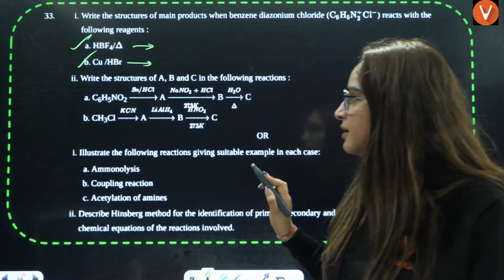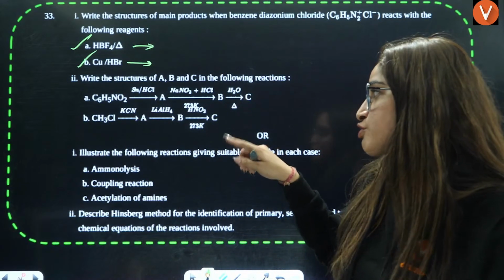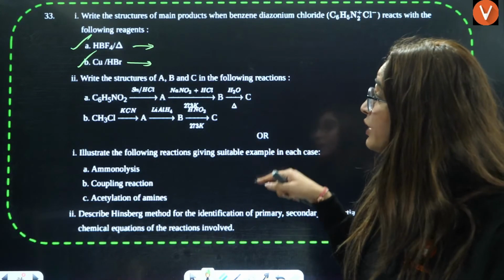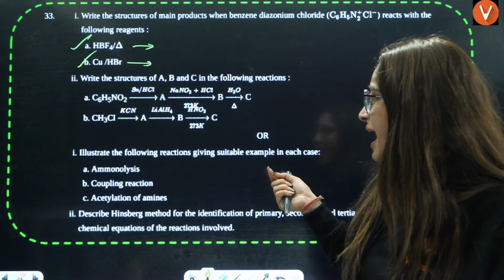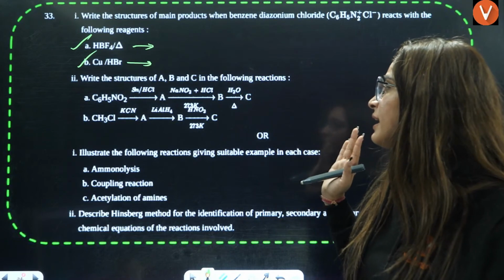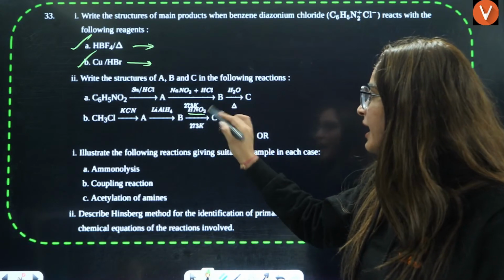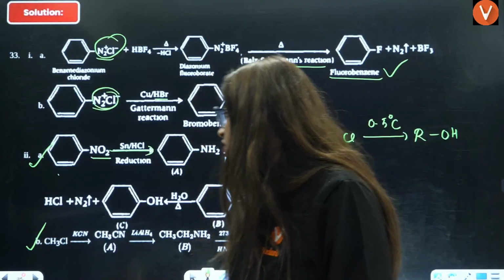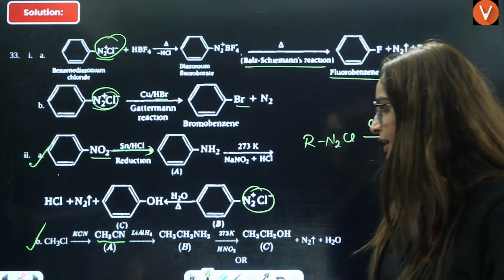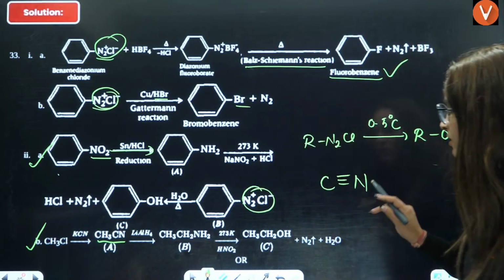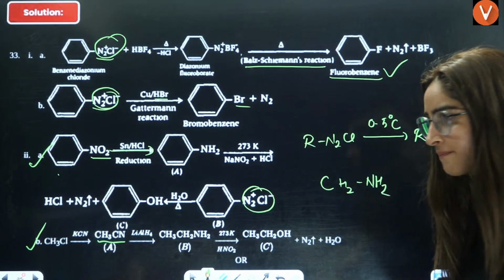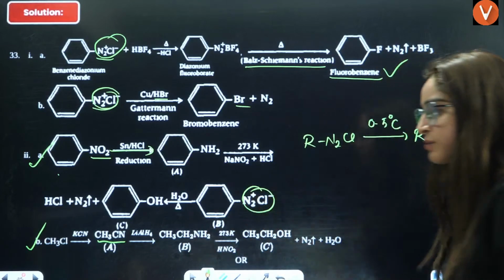You have KCN. KCN means this will be converted to CH3CN. Then you have to reduce this and convert it to CH3CH2NH2. Then you add HNO2 at 270 Kelvin, so you are doing diazotization again. Now in C triple bond N, these two pi bonds will break. This will be converted to CH3CH2NH2. Okay?